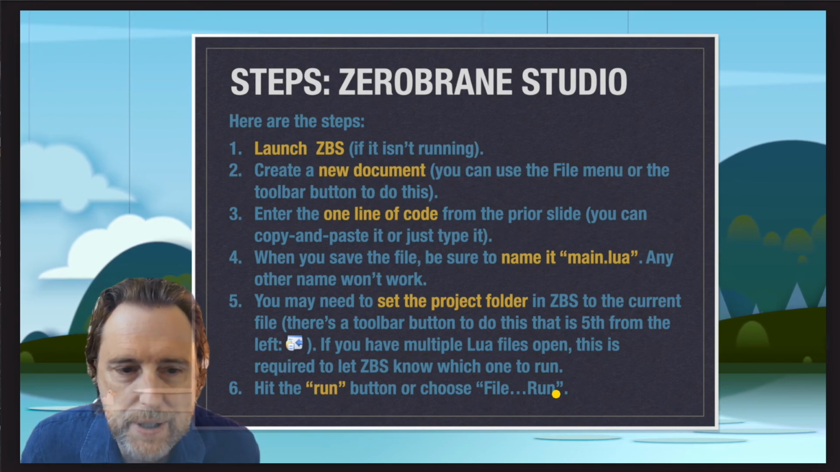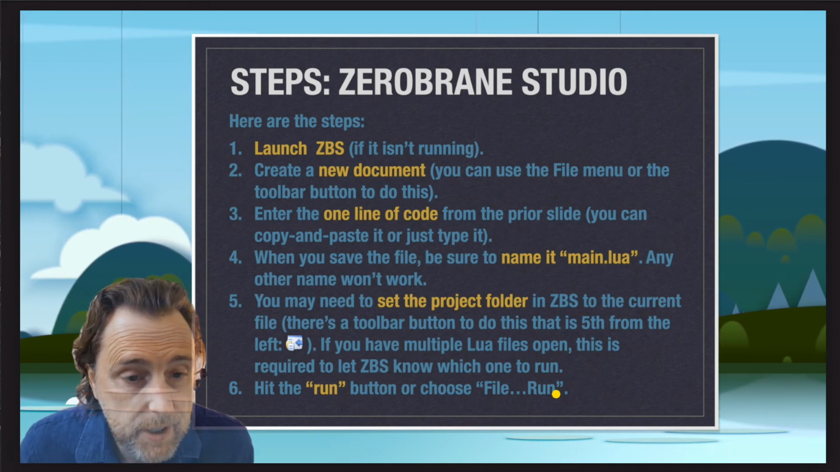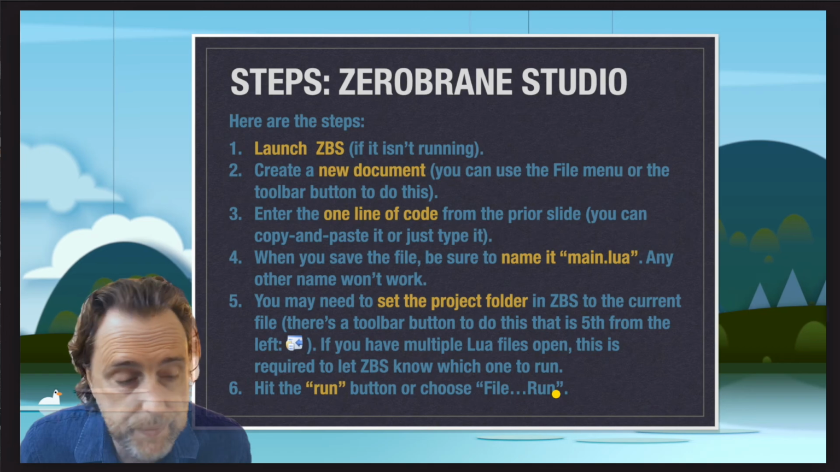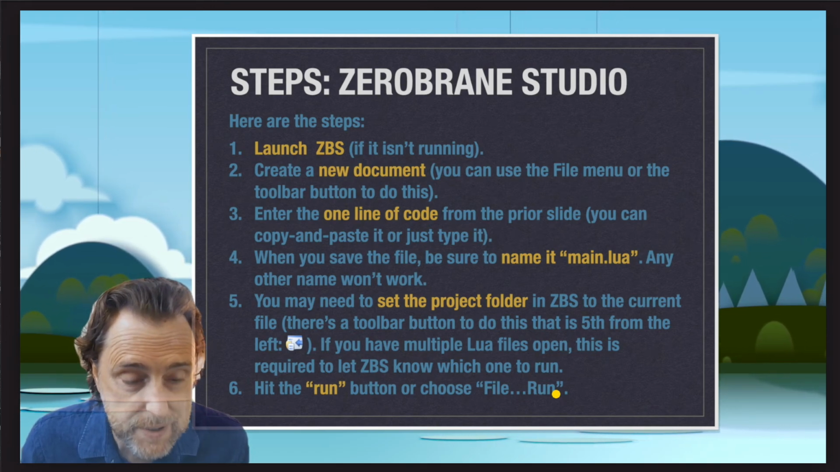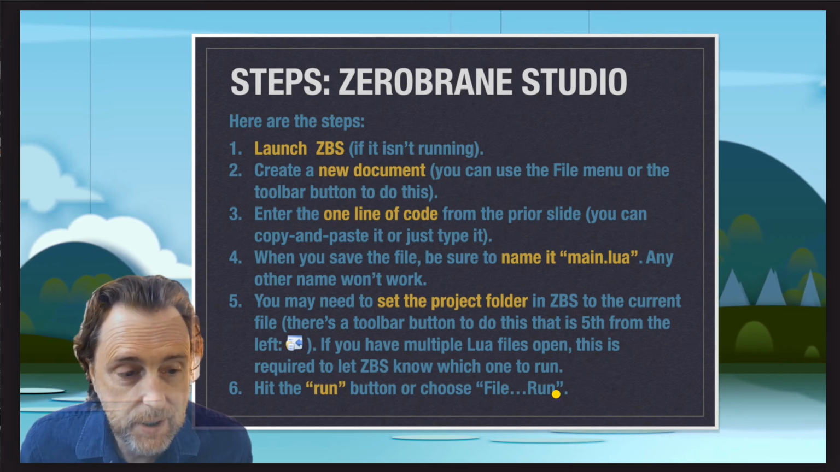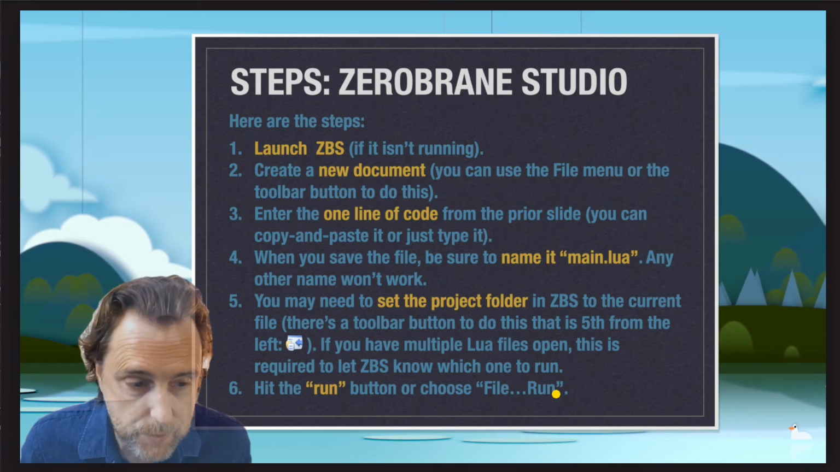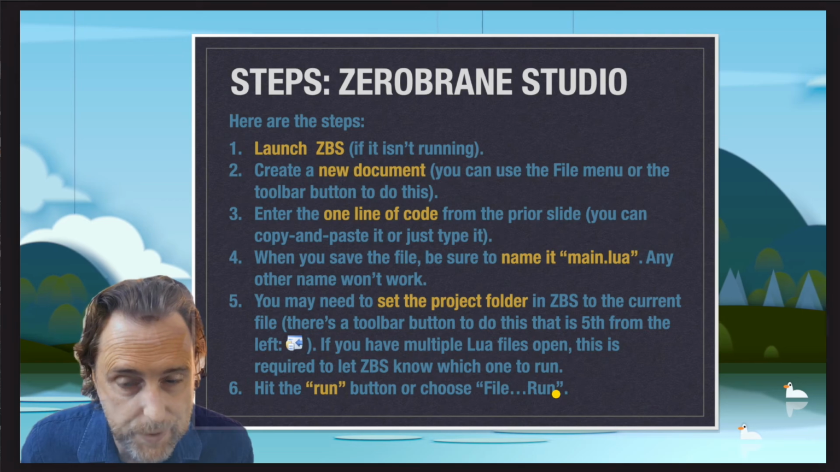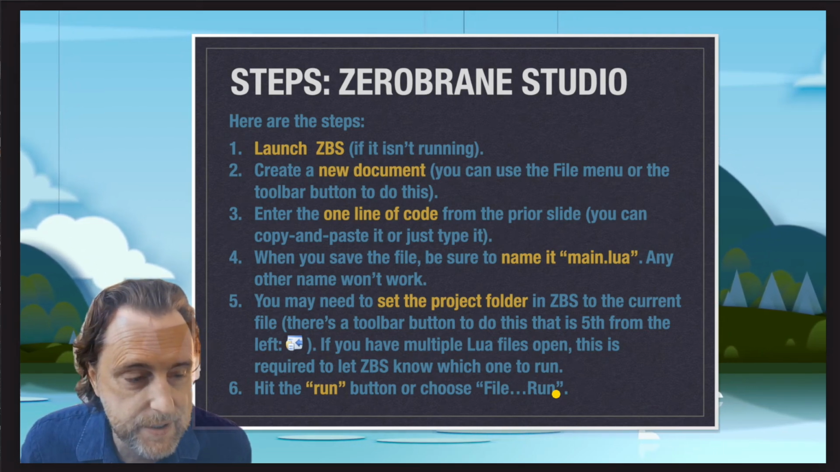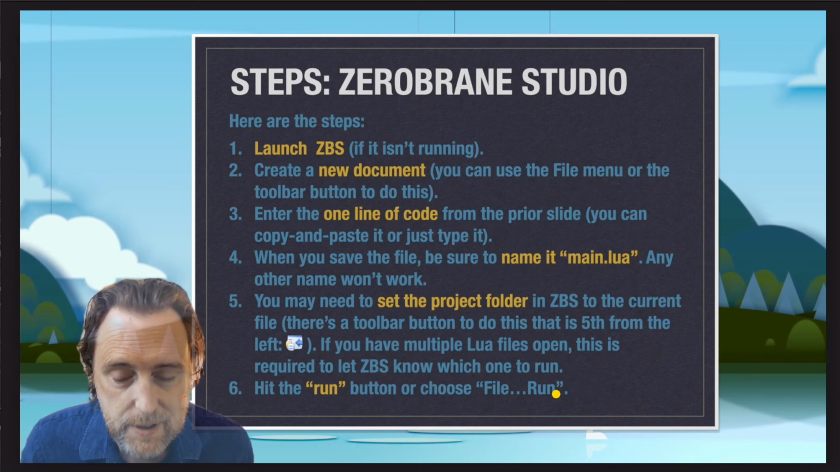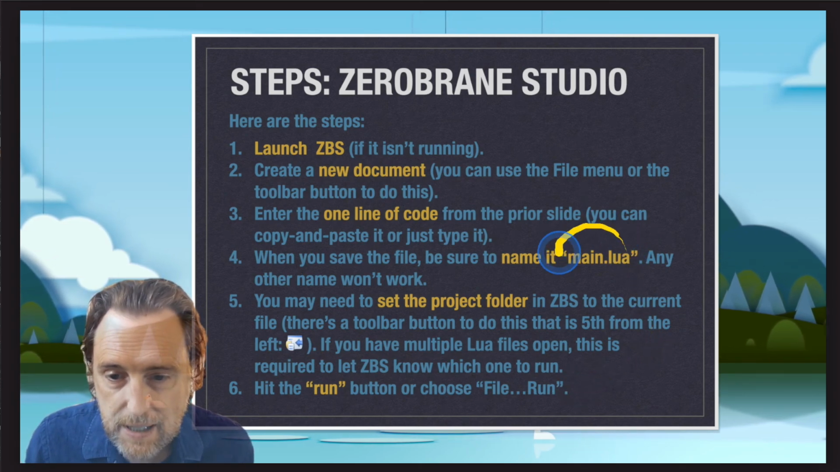You can use the file menu, or there's a toolbar button to do this. You enter the line of code that you want to enter. It is the line of code from the prior slide that says print, open parenthesis, quote, hello world, quote, close parenthesis. That's it. It's one small line of code. One of the first tricks is on step 4 here. You need to save it and name it main.lua.